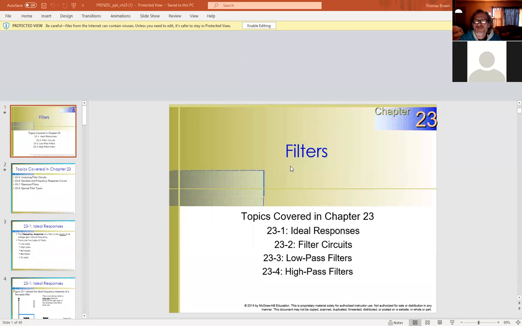So today, let's go ahead and take a look at filters. It is the next step with resonance. And what do we do? What would be a filter? That's kind of what we're going to be looking at.